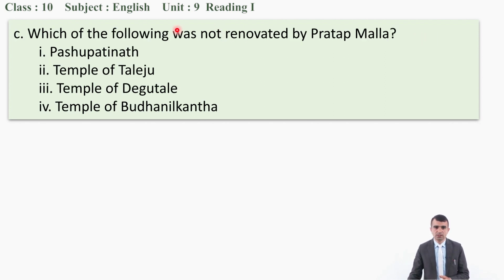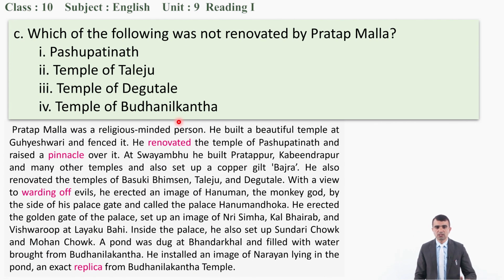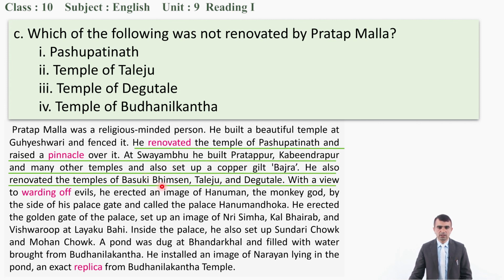Now, next, question C. Which of the following was not renovated by Pratap Malla? Pashupatinath, Temple of Taleju, Temple of Degutale, Temple of Burainlakanta. Well, he renovated others, but there is one which he did not renovate. Which one is it? You can find it in this paragraph. If you go through it, he renovated many temples, but one is not there. He renovated the temple of Pashupatinath, raised a pinnacle over it. At Swayambhunath, he built Pratappur, Kavindrapur. Similarly, here you can see Basuki Bhimsen, Taleju, and Degutale. So all of them he repaired.